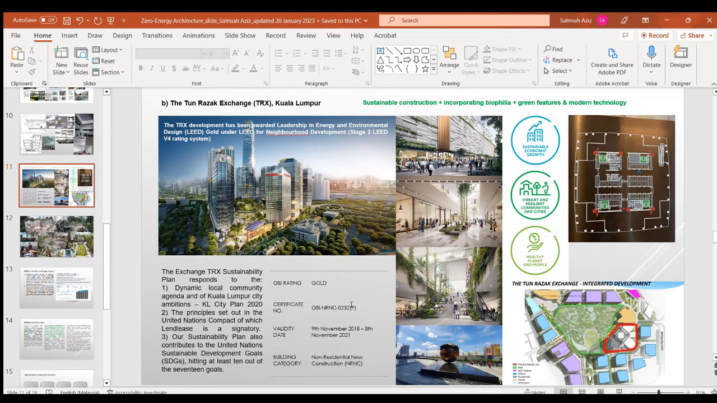So about the GBI rating tools, they got Gold for this building, for this planning. So the building category is non-residential new construction, NRNC. Yeah. So it is a really big planning for the area and also for the building as well. Yeah, if you look at here, very nice, the interior using the plants and also greenery at the building.